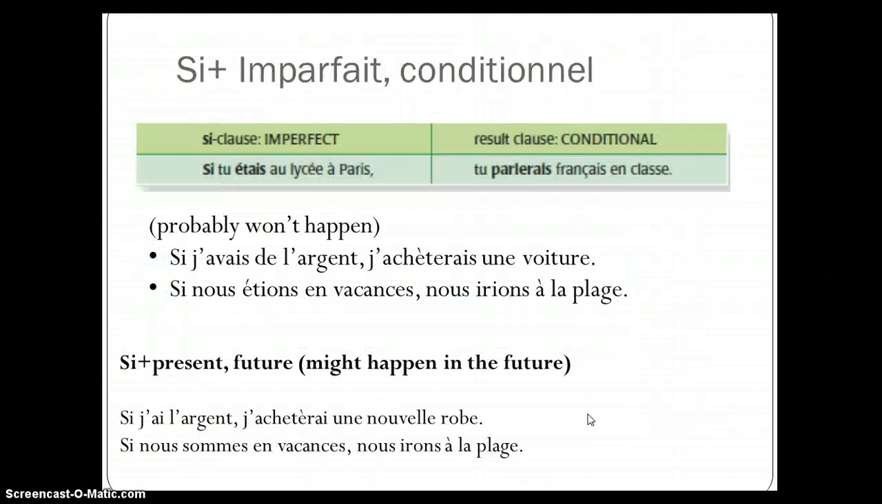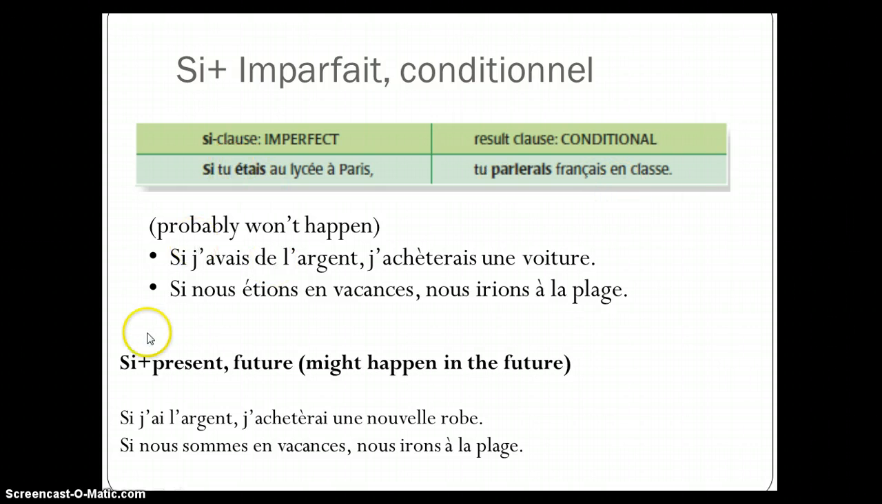Also, let's talk about some situations where you would use the conditional. For example, si followed by imparfait, the result clause is conditional. Si tu étais au lycée à Paris, tu parlerais français en classe. If you were in high school in Paris, you would, conditional, speak French in class.